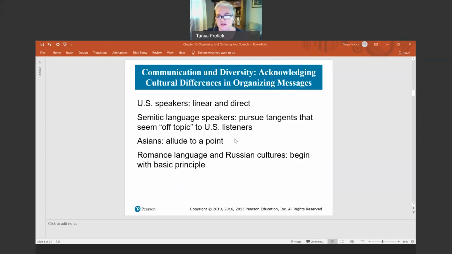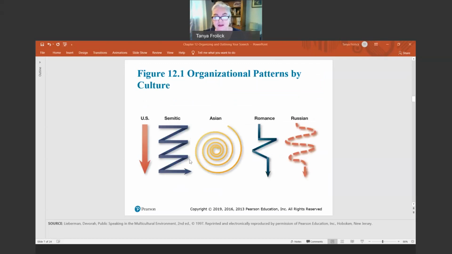Romance languages and Russian cultures, they begin with a basic principle and then they kind of go around, like the Asian way of going at it. You go around and around and around. But I will admit I'm kind of either Semitic or Russian because I do tend to do that. At the bottom of the screen you can see where the source for this image and this information is.